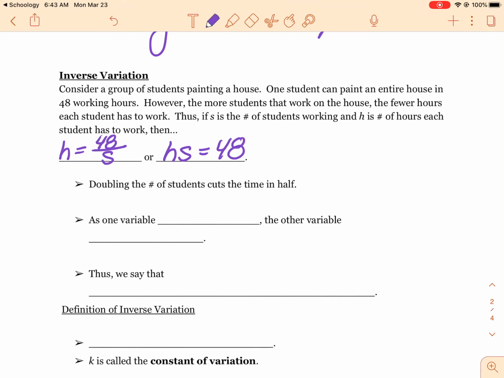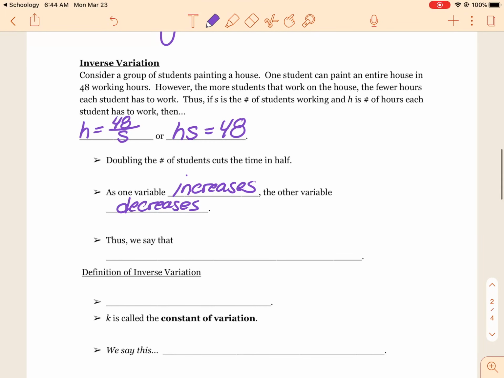Doubling the number of students cuts the time in half. So as one variable increases, the other variable decreases. They have that inverse relationship. So the way we would say that in this case is H varies inversely with S. So H equals 48 divided by S. H varies inversely with S.